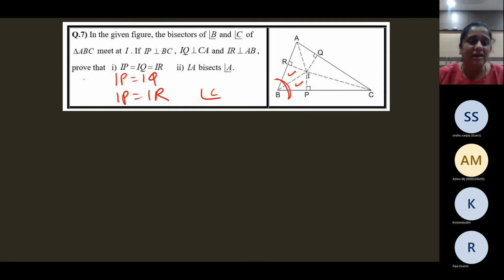It's like A is equal to B, A is equal to C. So A, B, C are equal. A is equal to B. A is also equal to C. That means A, B, C are equal. IP is equal to IQ. IP is also equal to IR. So that means IP, IQ, IR all are equal.